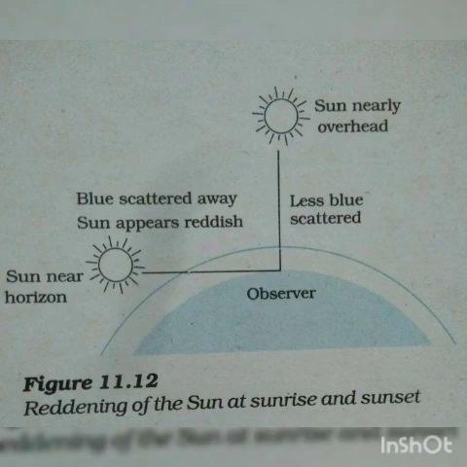So during noon, the sun appears white as only a little of the blue color is scattered, whereas near the horizon, most of the light of shorter wavelength at the blue end of the spectrum is scattered away by the small particles of the atmosphere, students. Therefore, the light which reaches our eyes is of longer wavelength, which gives rise to the reddish appearance of the sun. So that is why, students, during sunrise and sunset, the sun appears reddish in color.